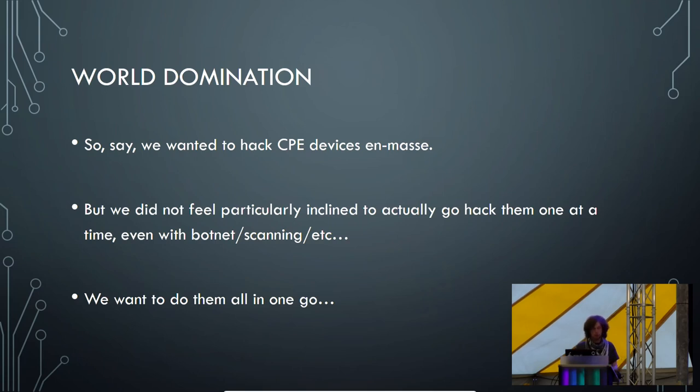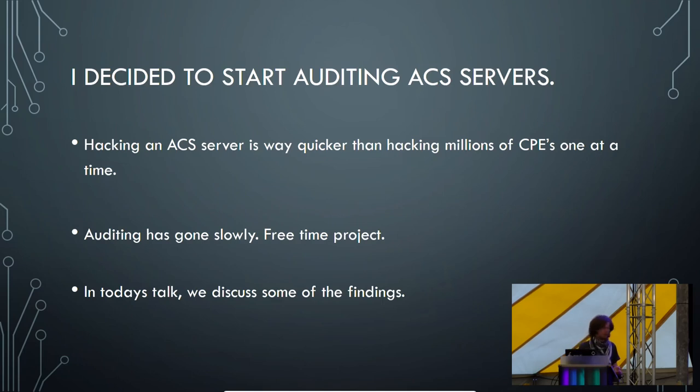So I said, okay, this is probably possible. This protocol has enough horribleness in it, and there's enough crap software using it, that this should be pretty easy. So I decided to start auditing ACS servers. Instead of hacking millions of devices one at a time, even with scripts and bulk scanning, you just hack the one thing that has access to all of them. It seems like the logical single point of failure. So I've been auditing these things in my free time.